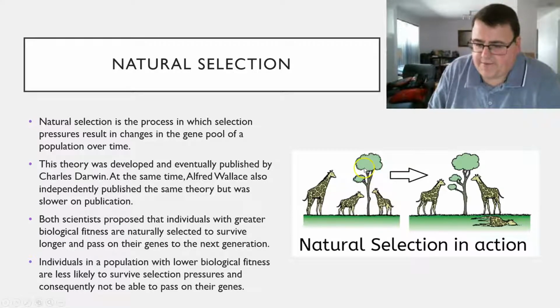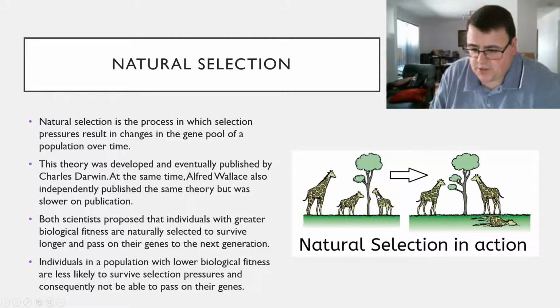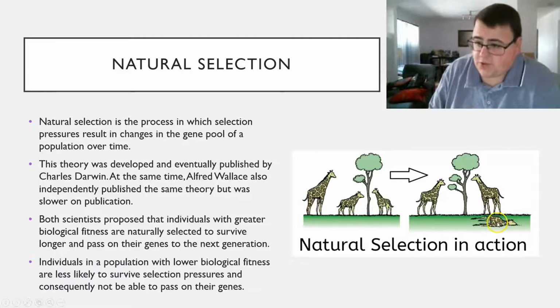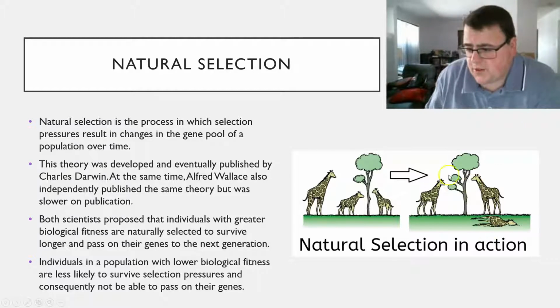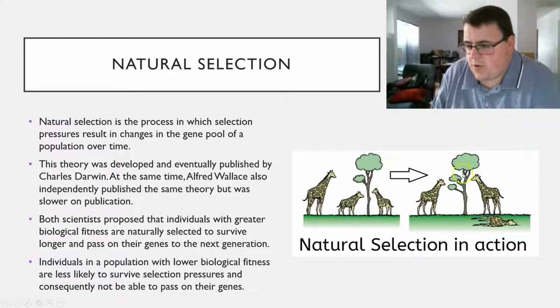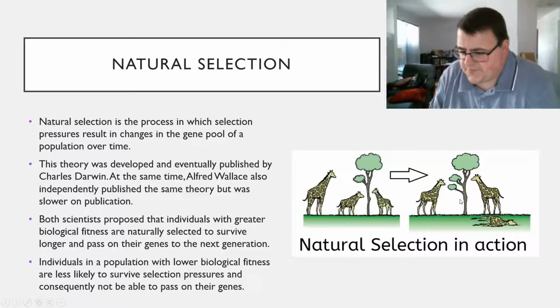So it eats the leaves on the top. These two down here, too short, they can't reach. Therefore, the short ones, unfortunately, don't survive. They don't get the food. They couldn't compete for the resources. Whereas the one taller giraffe has managed to survive and pass on its genes. So now we have a population of tall giraffes that can eat the trees.